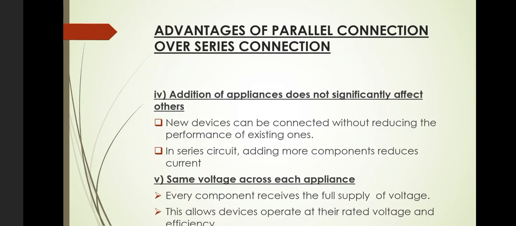Apart from brighter bulbs, another advantage of connection of circuits in parallel is that addition of an appliance normally does not significantly affect others. So if your appliances have been arranged or connected in a parallel manner, whenever you want to introduce a new component within that particular circuit, the introduction of the new component will not affect those components that were initially there. Then finally, advantage number 5 is that the bulbs will always have the same voltage because there is no sharing of voltage or current.